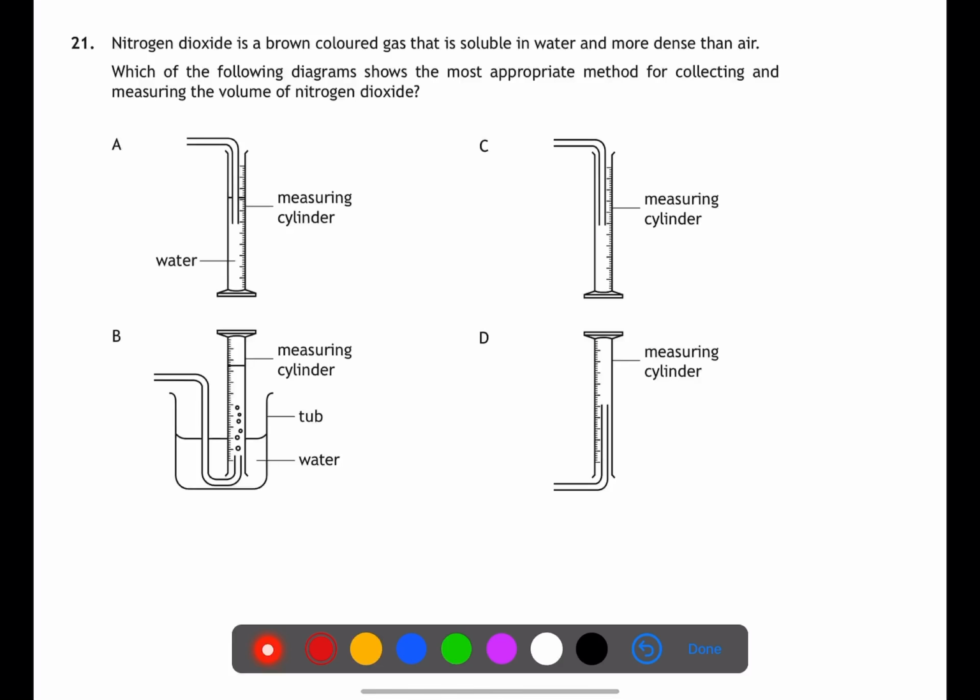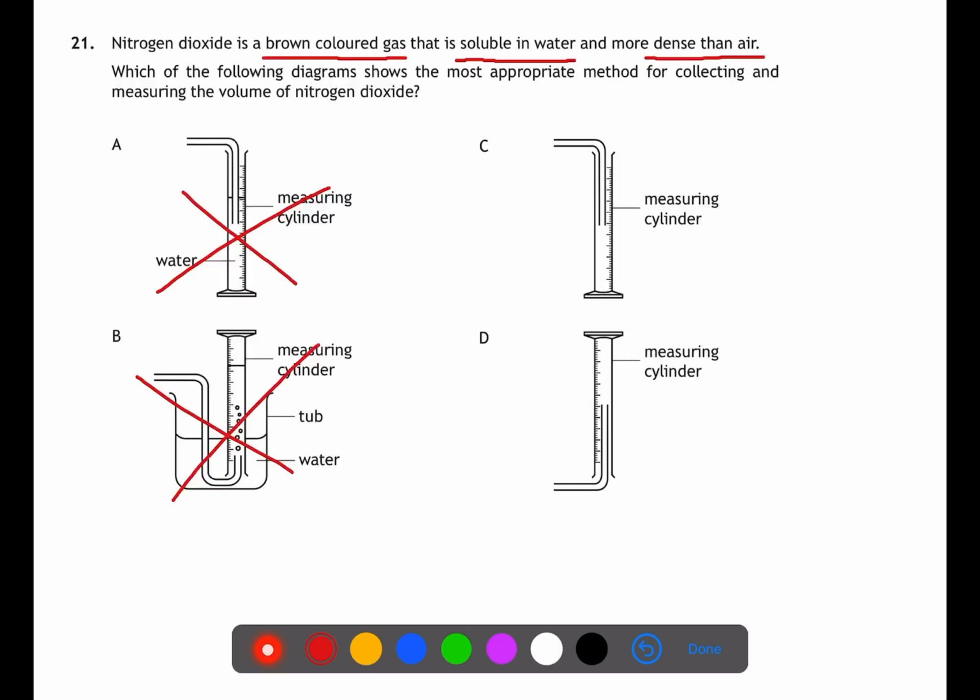Question 21. Nitrogen dioxide is a brown coloured gas that is soluble in water and more dense than air. Which of the following diagrams shows the most appropriate method for collecting and measuring the volume of nitrogen dioxide? We need to read carefully about the properties of nitrogen dioxide. It's a brown coloured gas, so we can see it. It's soluble in water, so we can't use any water as it will dissolve. And it's more dense than air. We want to collect and measure the volume of the nitrogen dioxide. We can't use anything that involves water, as the nitrogen dioxide will dissolve.